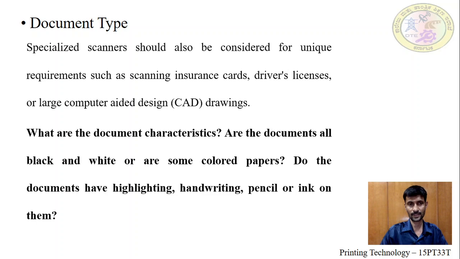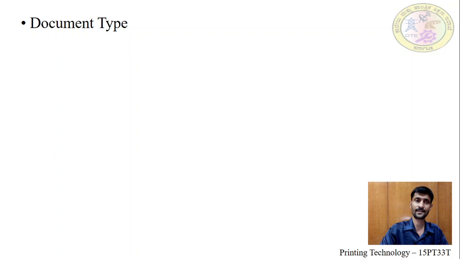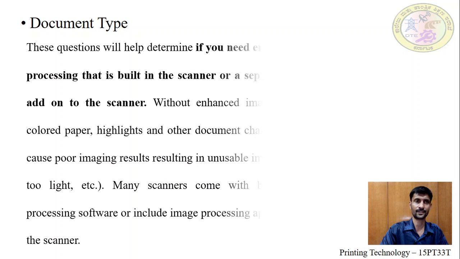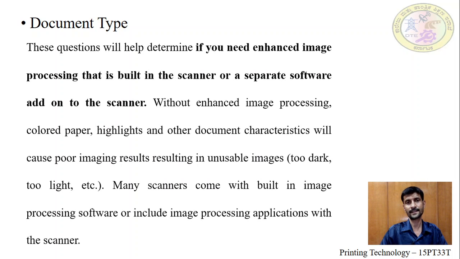Then the next question is, what are the document characteristics? Are the documents all black and white or some other colored paper? Do the documents have highlights and handwriting in pencil or ink? These are to be considered while selecting by document type. The previous question helps to determine if you need enhanced image processing built into the scanner or separate software added to the scanner.